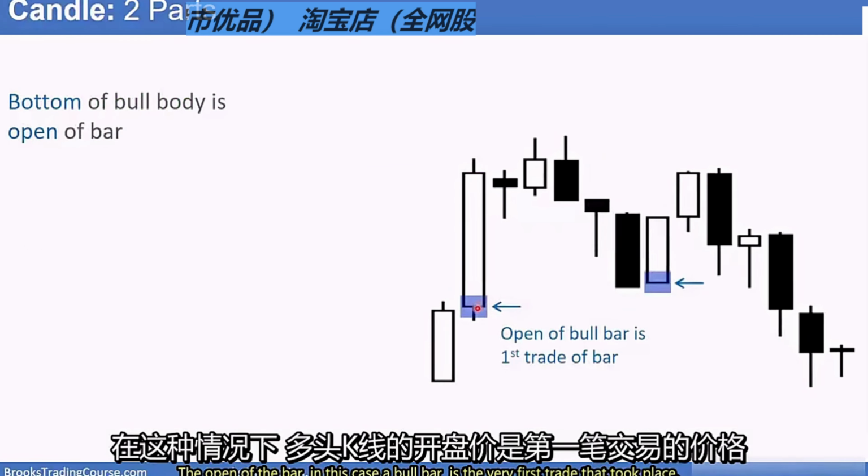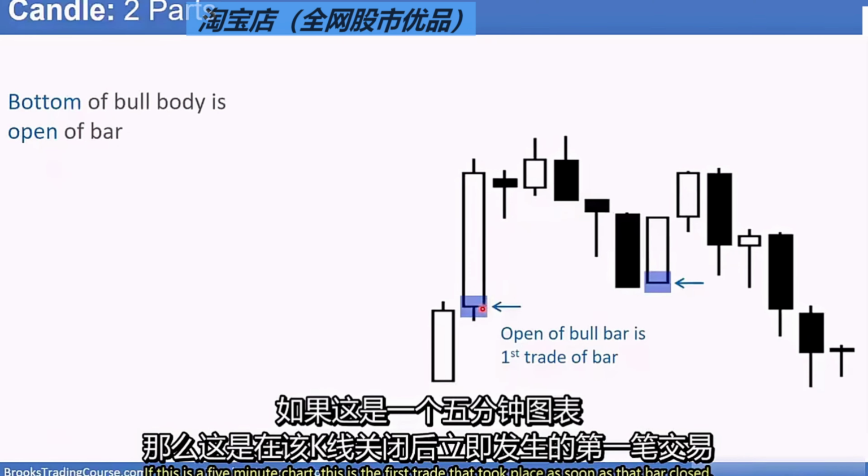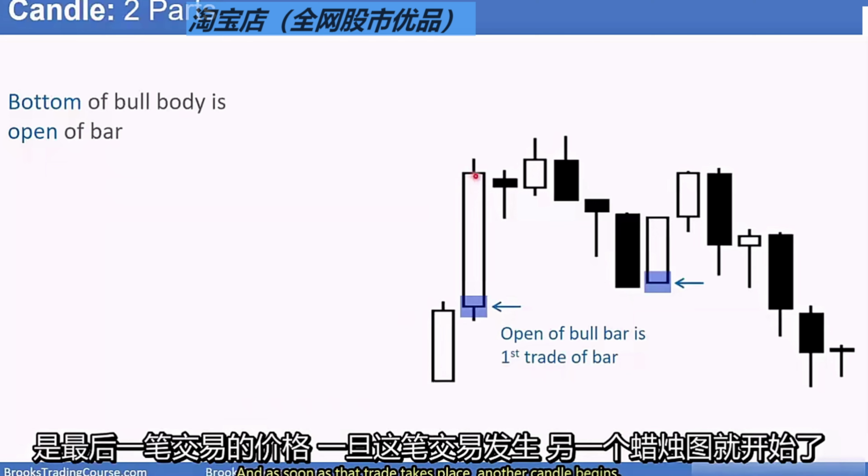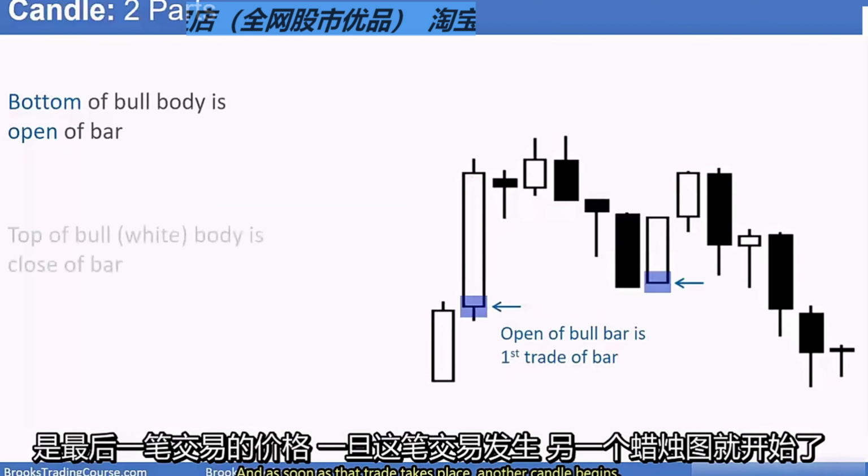The open of the bar, in this case a bull bar, is the very first trade that took place. If this is a 5-minute chart, this is the first trade that took place as soon as that bar closed. And the close of the bar, the top of the white rectangle, is the final trade. And as soon as that trade takes place, another candle begins.